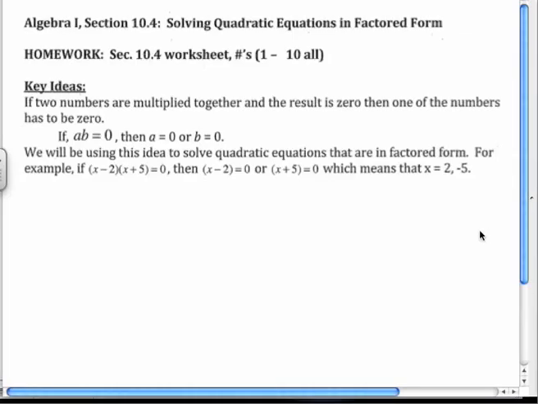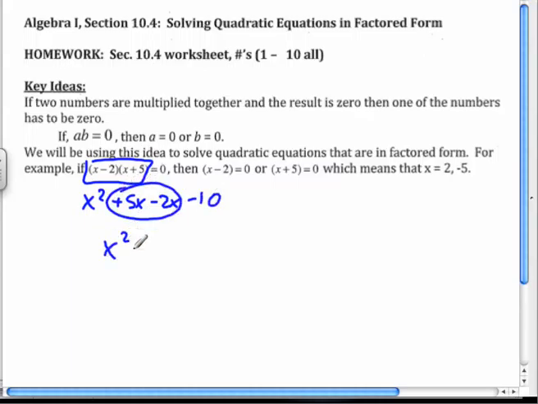Okay, guys, solving quadratic equations in factored form. Now, we're going to learn how to factor. We're not there just yet, but we're going to be learning how to factor. We're going to take trinomials and turn them back into binomials. You guys have been doing, for instance, this one right here, if we multiplied that out, we'd get x squared plus 5x minus 2x minus 10. And then we combine the like terms and I get x squared plus 3x minus 10 equals 0.